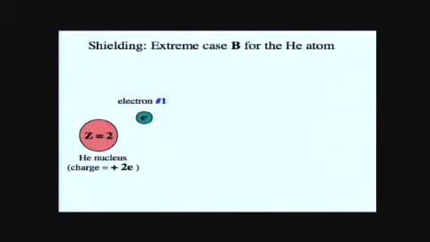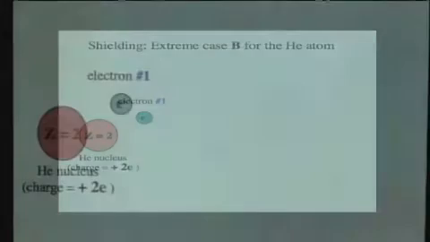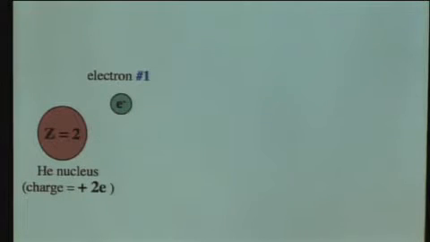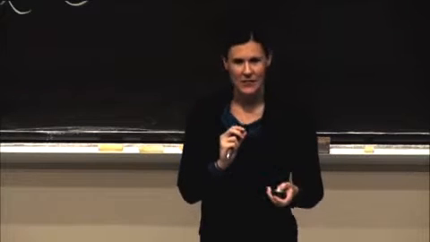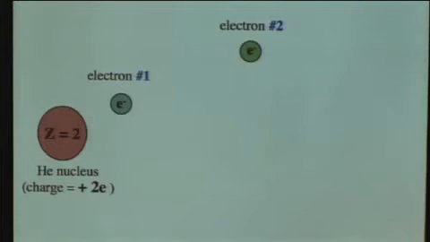All right, let's consider now the second extreme case, extreme case B, for a helium atom. Again, we have the charge of the nucleus at +2, but this time the first electron is going to be very, very close to the nucleus, and our second electron is really far away, such that it's not going to shield any of the nuclear charge at all from that first electron. So the Z effective, or the effective charge that the first electron feels, is now going to be +2.